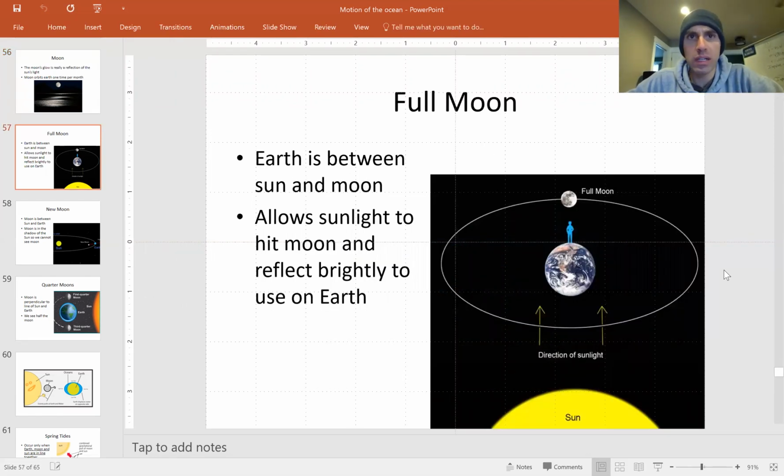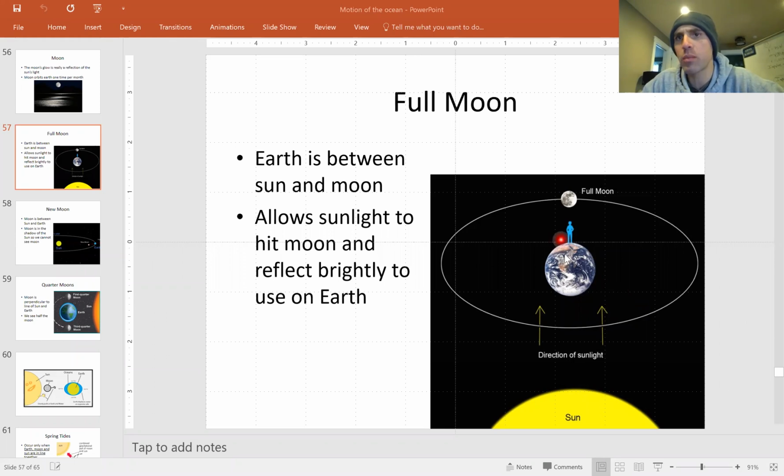A full moon. Earth is between the sun and the moon. It allows sunlight to hit the moon and reflect brightly so that it becomes visible to us on Earth. And you can actually see, I'm going to try something new with you guys here, first time ever. We're going to go with annotate. We're going to try and spotlight this. Hey, look at that. Okay.